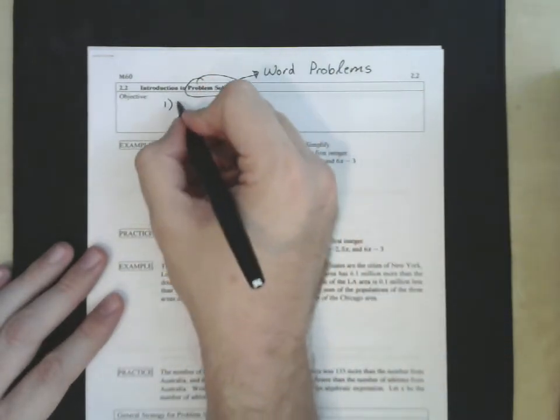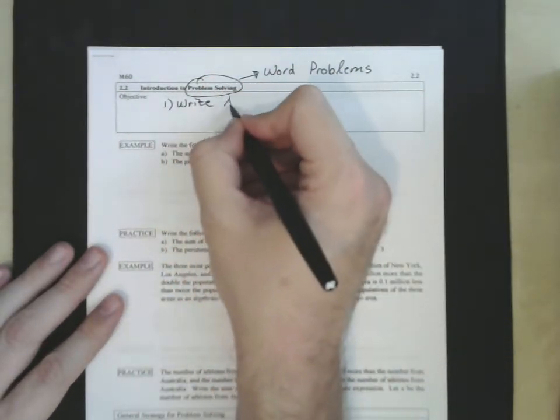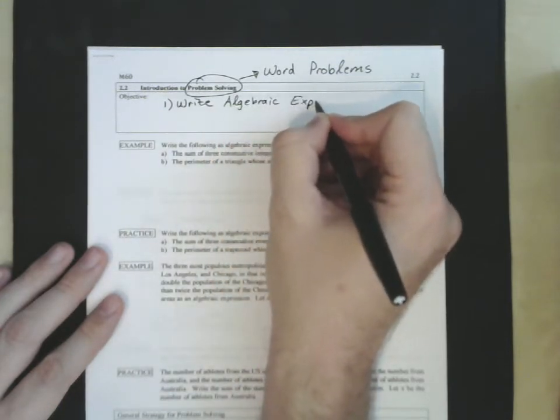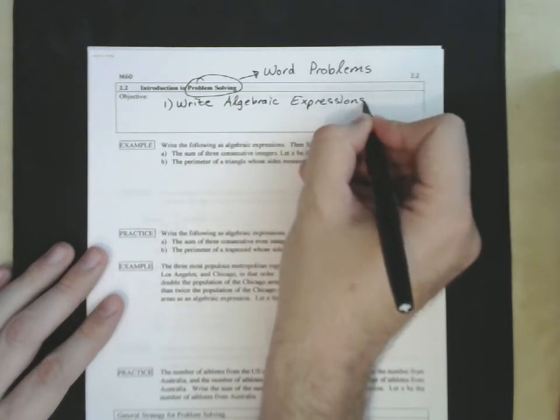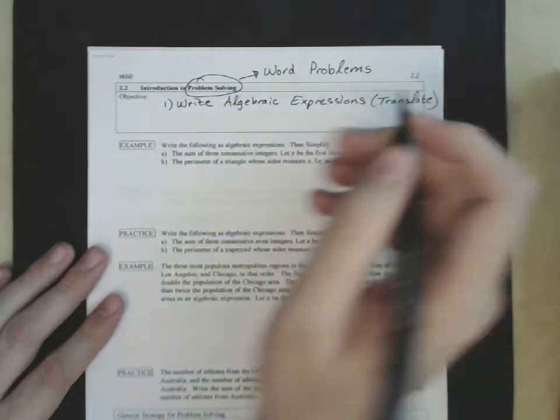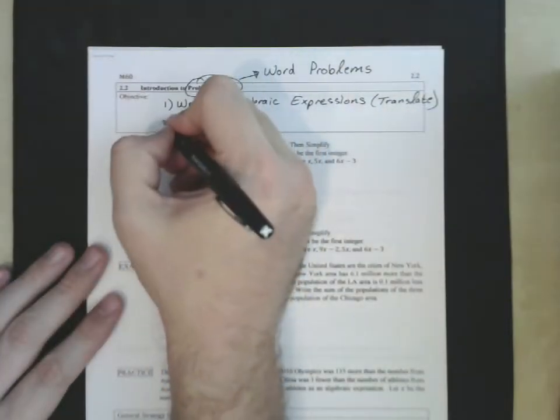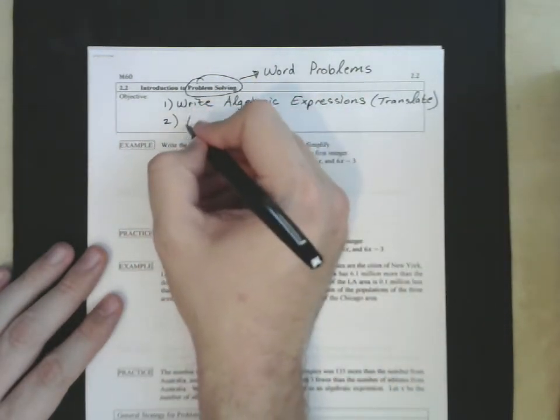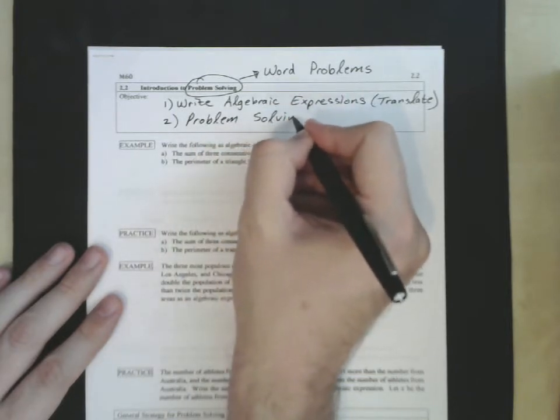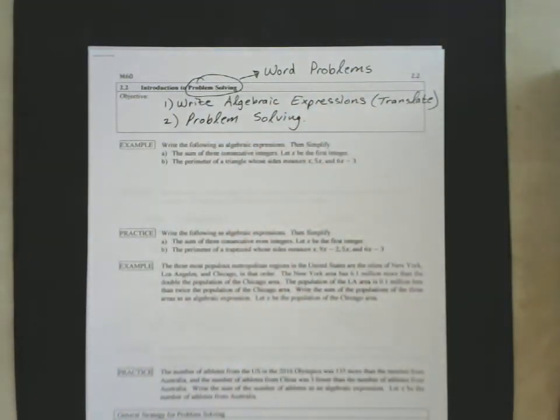The first one is to write algebraic expressions. In essence, we need to be able to translate from English to math. And second, we need to be able to do some problem solving. And I do have a general strategy included here for us that we'll go through in some detail. So let's start with the first objective, writing algebraic expressions.